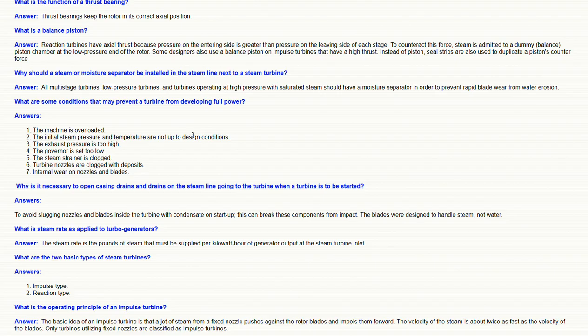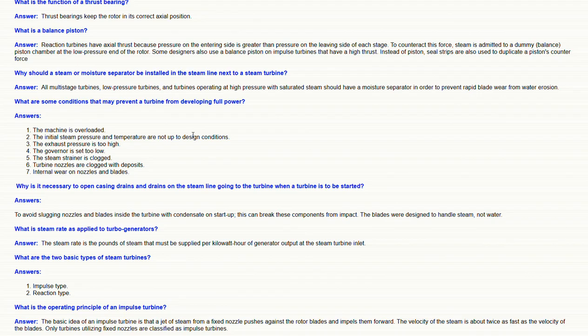What is steam rate as applied to the turbo generator? The steam rate is the pounds of steam that must be applied per kilowatt hour of the generator output at the steam turbine inlet. Next one is, what are the two basic types of steam turbines? The steam turbine types are impulse and reaction turbines.